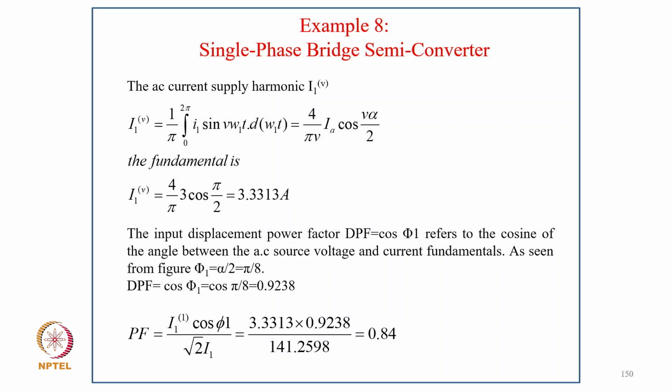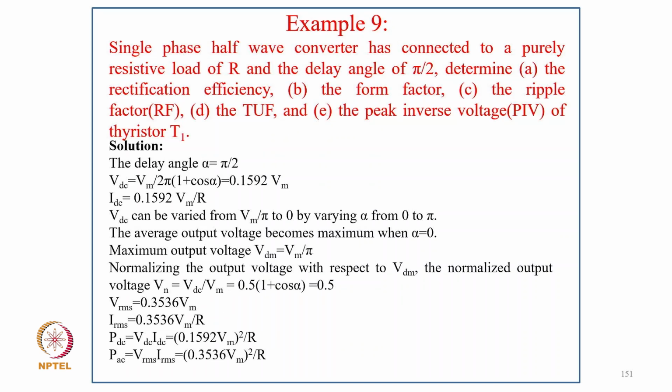The AC RMS current I1 equals 1 upon pi integral 0 to pi, and putting in values it becomes 4 upon pi times IA cos alpha by 2. So I1 fundamental is 4 upon pi times 3 cos pi by 2, that is 3.3313 ampere. The input displacement factor is cos phi 1, which refers to the cosine of the angle between the AC voltage and current fundamental. Phi 1 becomes alpha by 2, that is pi by 8, and the displacement factor cos phi 1 is 0.9238. So the power factor is I1 cos phi 1 divided by root 2 I1, so it becomes 0.84.